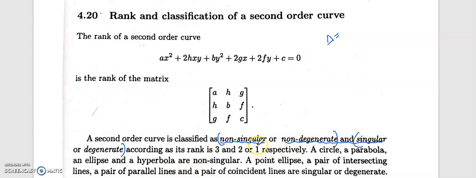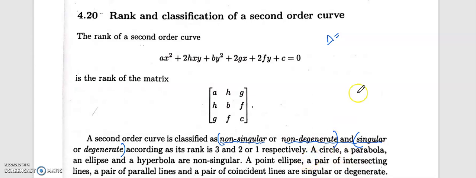It is said to be non-singular or non-degenerate if the rank is equal to 3. So if rank is 3, it is called non-singular or non-degenerate. We say that a matrix is non-singular if its determinant is not equal to 0. That means the rank must be equal to the number of rows. And we say that a second order curve is singular or degenerate if its rank is 2 or 1 respectively. So that is how we define a singular or degenerate second order curve. Provided the rank is 2 or 1, we call the curve singular or degenerate.